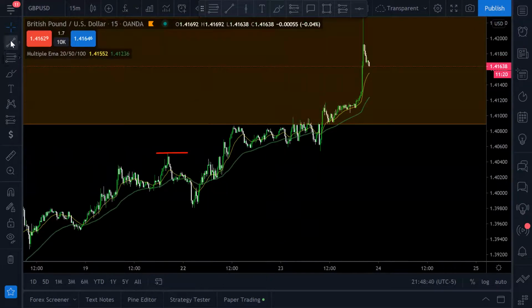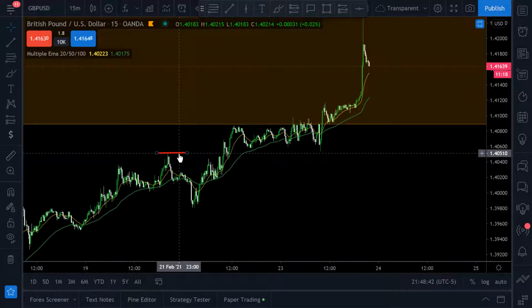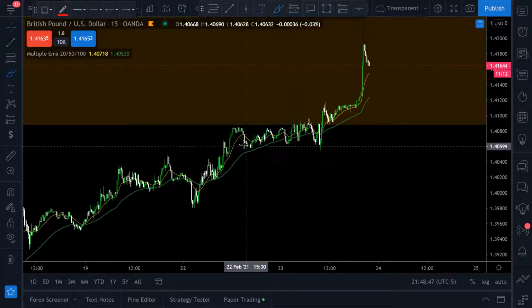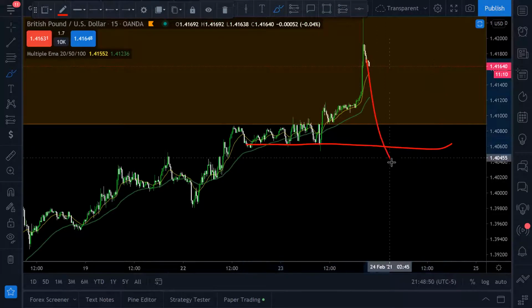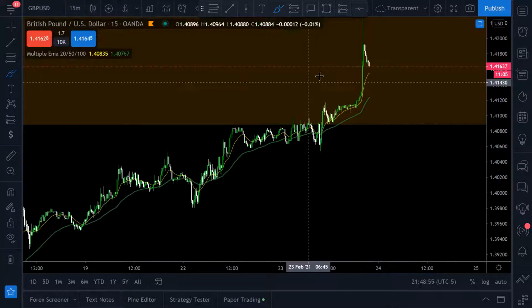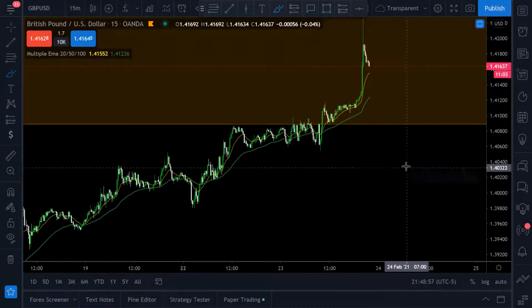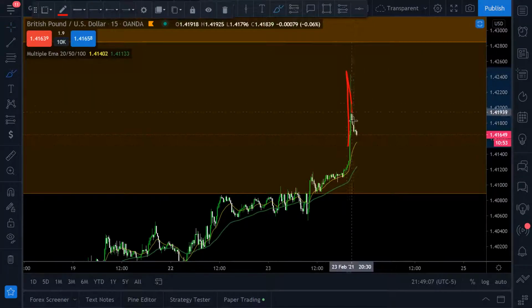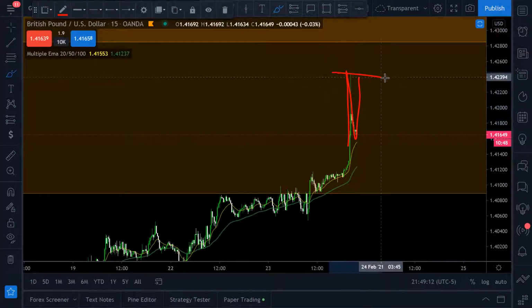But I would need it to come down to here and break this and come back and hit that. But that's not the scenario I'm thinking is going to happen. I suspect that price will make an attempt to go higher, and try to break that high. If it breaks this high, then we're going here.